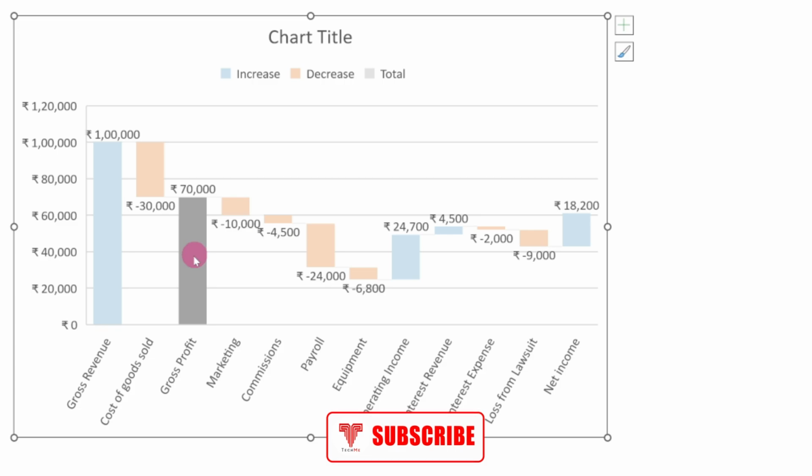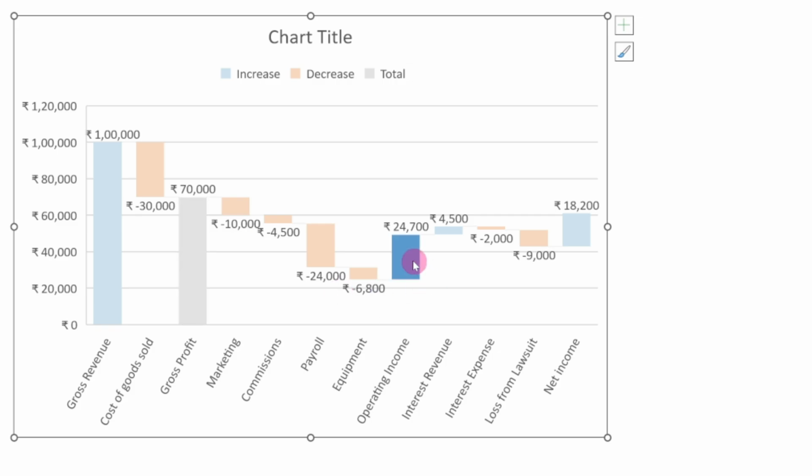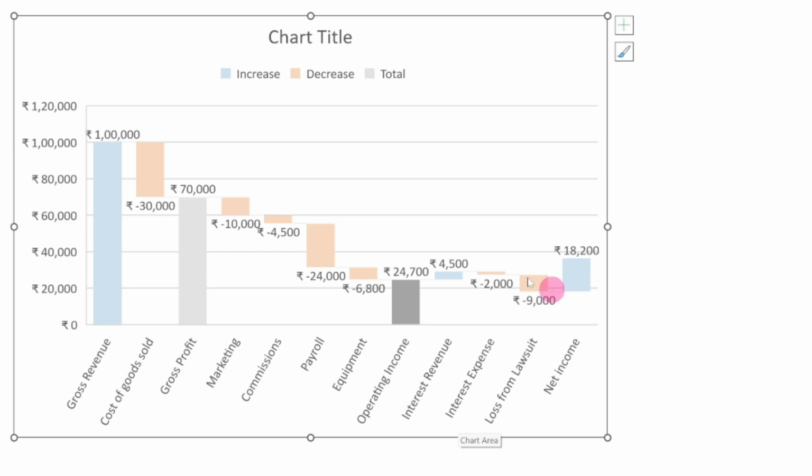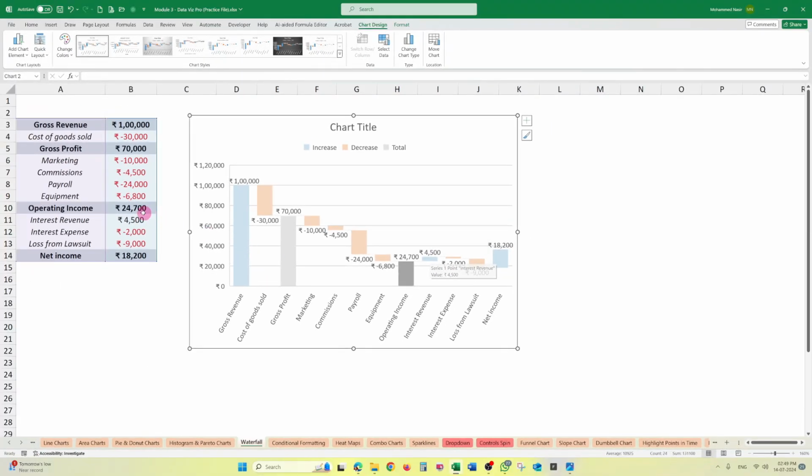Now it is total. Now this 24,000 operating income is also a total after deducting all these expenses. So click here and then right click, set as total. And now that 4,500 is an actual increase in my revenue. It is not part of this 24,000, it is above the 24,700. So we will let it remain as an increase.